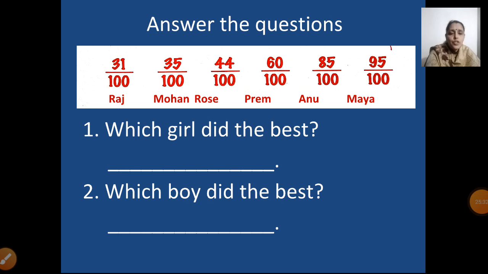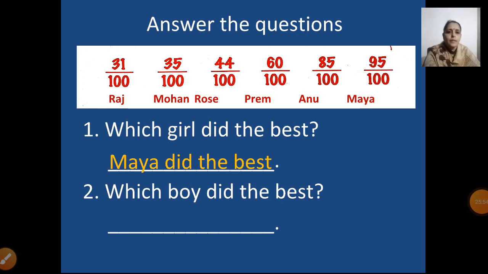Now look at the picture. How many girls are there? Maya, Anu and Rose. 3 girls are there. Rose has got 44. Anu has got 85. Maya has got 95. So which girl did the best? Maya did the best. Right? Maya has got the highest. So Maya did the best.